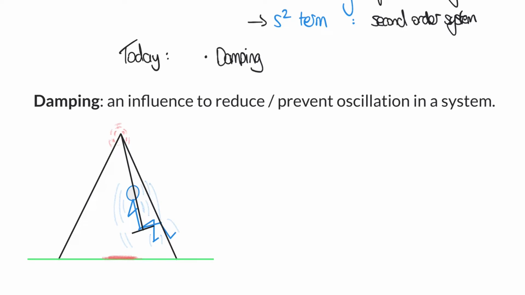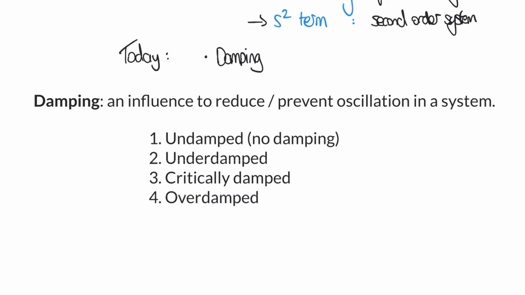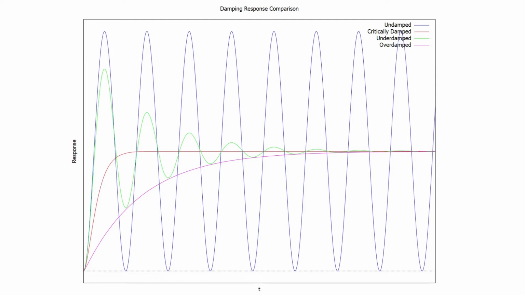Second order systems will generally exhibit some form of damping, and we can categorize the amount of damping that a system exhibits into four categories. These are undamped or no damping, underdamped, critically damped, and overdamped. Here's a visualization of these types of damping on a graph. In later examples, when we come to derive system responses in second order systems, we'll see examples of these in practice. Let's first of all talk about what each of these means though.